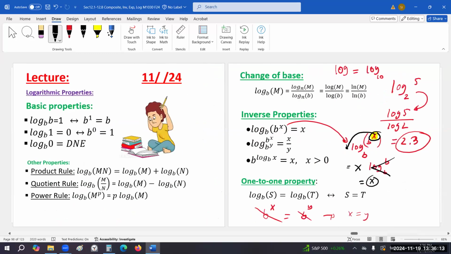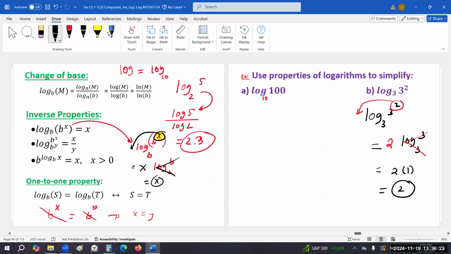We use 2 rules here: the power rule and the inverse property. The first rule is the power rule. Log hits power, so the power comes down. And the second rule is, as long as you have the base and argument as the same number, it cancels out the log. So the answer is 2.